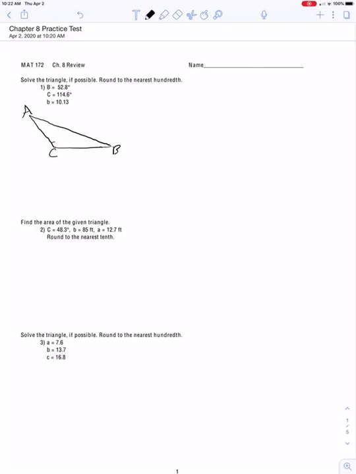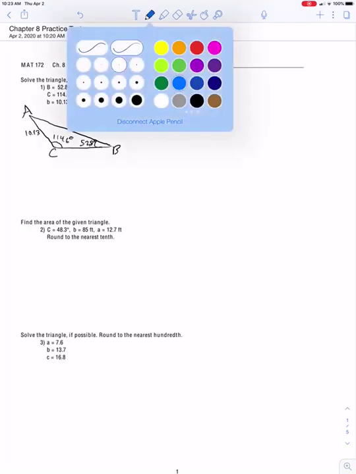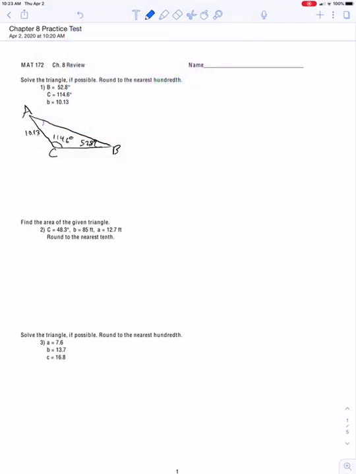So again, angle C is given to us as a 114.6 degree angle. And angle B is given as 52.8 degrees. And side b, the side opposite angle B, is 10.13 units. All right, what we don't know is angle A. We've got to find angle A, and we've got to find side c and side a.